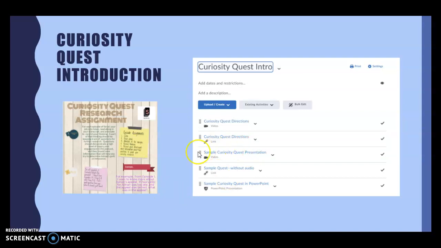And then I've given you a sample curiosity quest that I did. Here is my presentation, but then also I gave it to you without audio. This is just a link to my Sway. Instead of PowerPoint, I used Sway. You're free to do that as well if you would like. And then I have just a PowerPoint that I created that's like the bare bones of the slides that you must have, and that is all covered in this document that goes over the directions, and it's explained in the video.